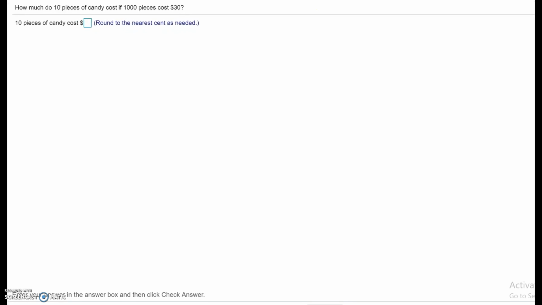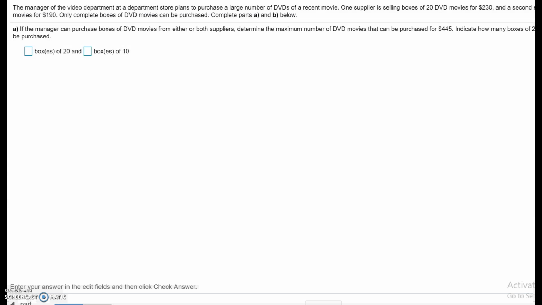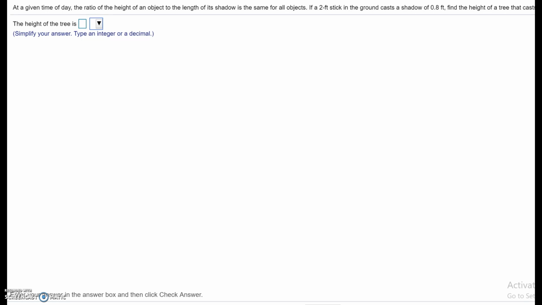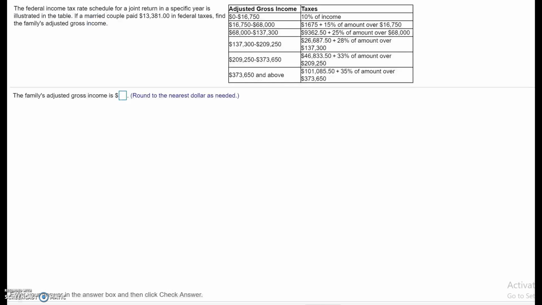The next question that I want us to take a look at is the income tax problem. Okay, so on this problem, it says the federal income tax rate schedule for a joint return in a specific year is illustrated by this table. If a married couple paid $13,381 in federal income taxes, find the family's adjusted gross income, and then it gives us the income tax table.